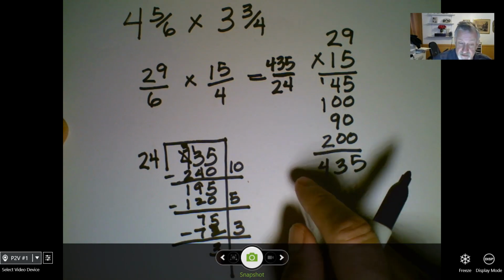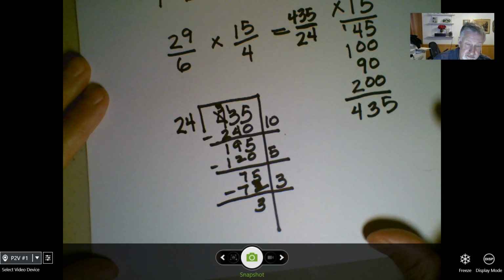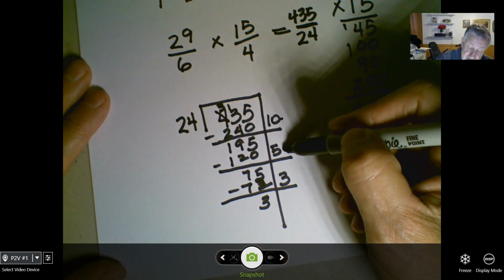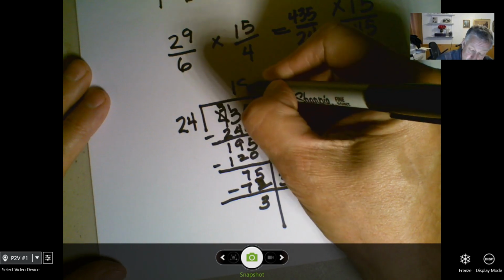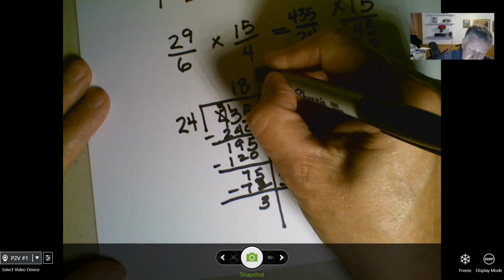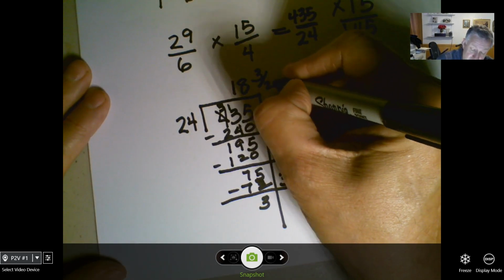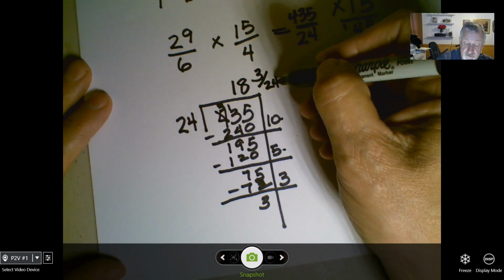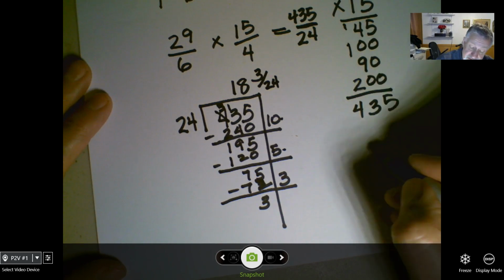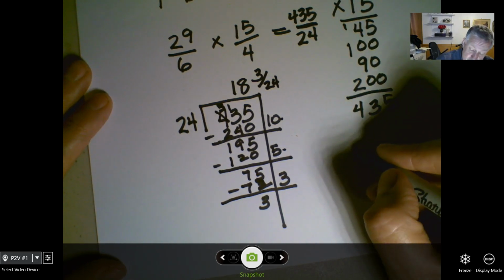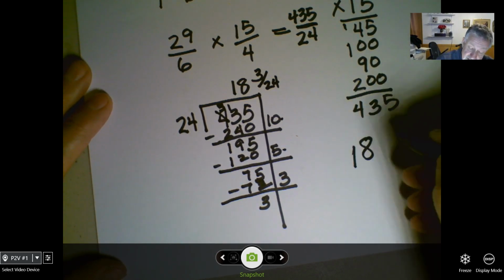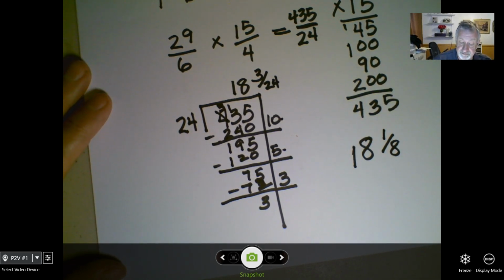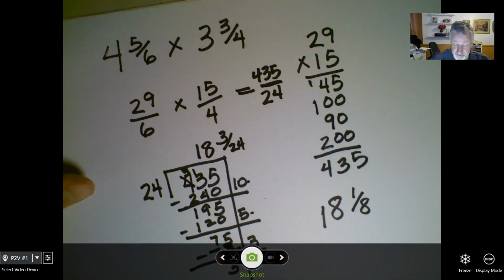So how many groups have I taken out altogether? I've taken out 10, 15, 18 whole groups, and I have 3 left over out of 24. And both 3 and 24 are divisible by 3. So in my simplest form, this is 18 and 1/8. And so that's one method.